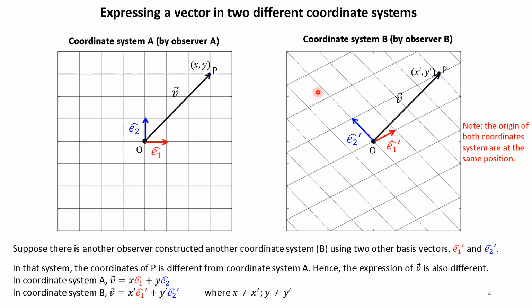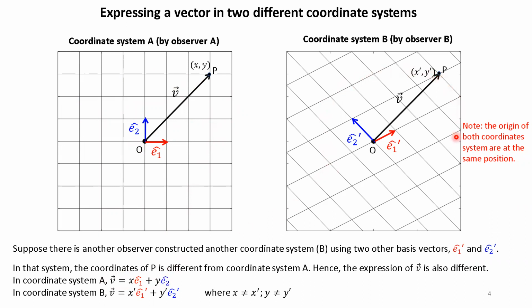So now we are still talking about the same position vector v, right? As I said, this position vector v is a physical quantity and is coordinate independent. However, you can see that if I use the coordinate system A, then v is equal to x e1 hat plus y e2 hat.